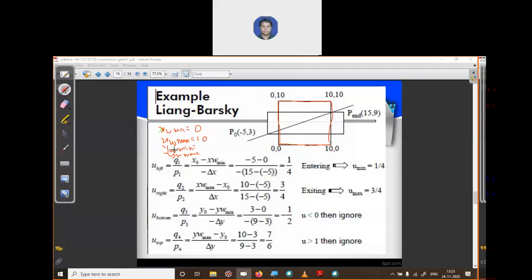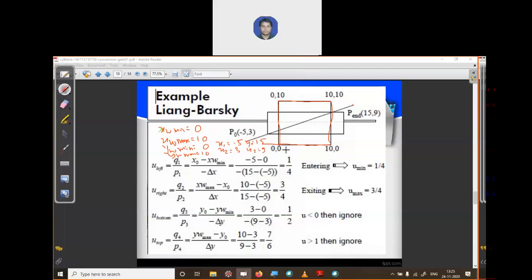Okay, yw min is also 0, as you can see this line, and yw max is 10. So these are the boundaries of your clip window and the given points x1 y1 and x2 y2. x1 is 0.5, x2 is 3, and y1 is 15 and y2 is 9. This is the given equation. Now find the intersect point.